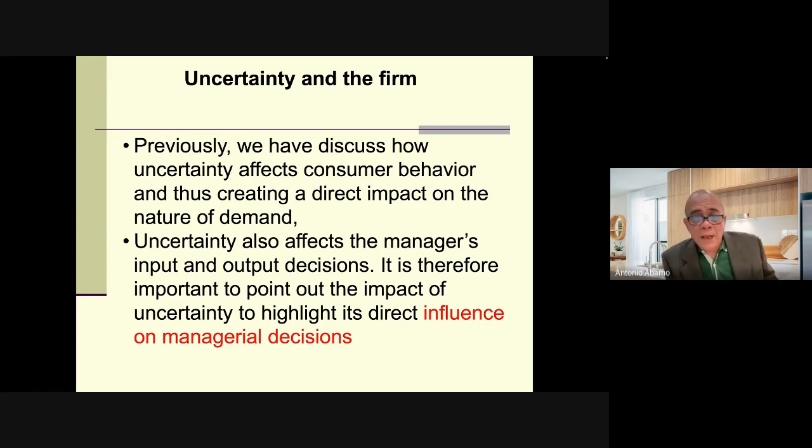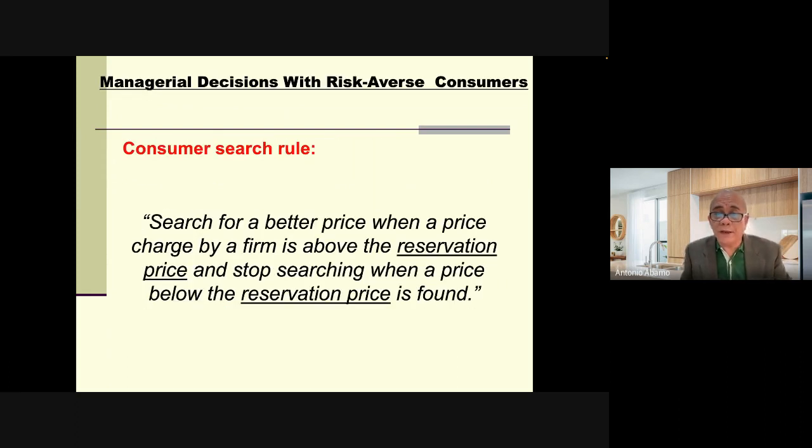Now, that is the situation. Before we leave that particular topic on managerial decision with risk-free consumers, the next thing is we consider the risk-averse firm. Now for consumers, I have a personal experience related to that.